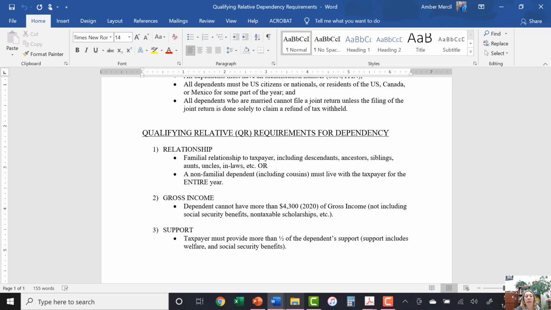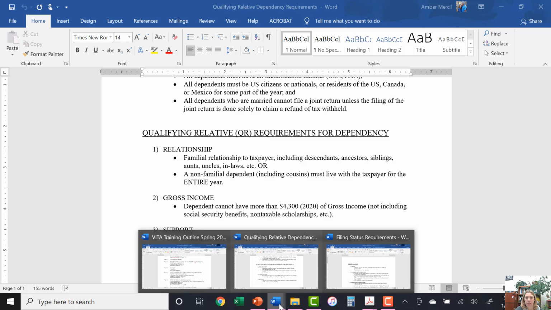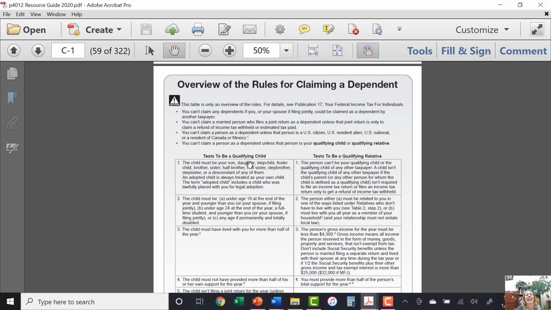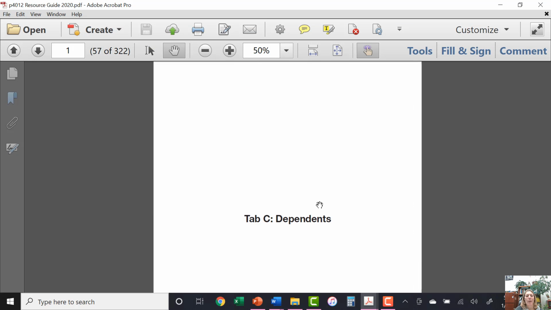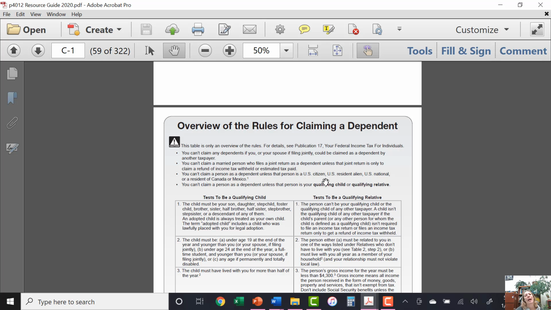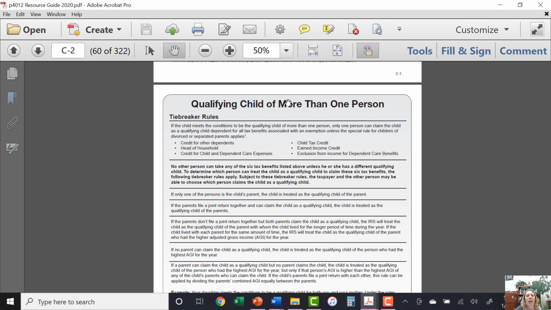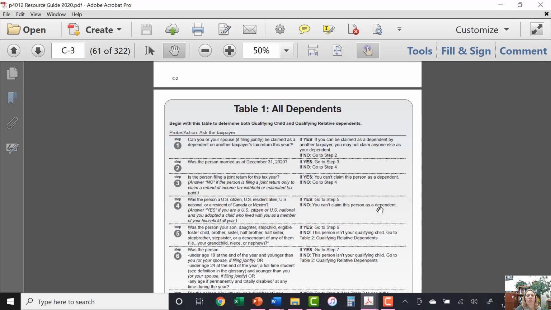One thing before we leave the dependent discussion is in your resource guide. If I can find it now. Here it is. Sorry. In your resource guide, one of the tabs, tab C, is labeled dependents, and it has decision trees in here, and they're so nice because it just puts everything, bam, on one page. Here are some overview rules. To be a qualifying child, you have to have this. To be a qualifying relative, you have to have this. Here's more. Qualifying children of more than one person. These are things that we deal with on a return basis. Dependents. Here's where you begin in determining qualifying child or qualifying relative.